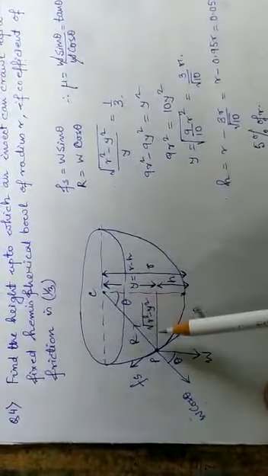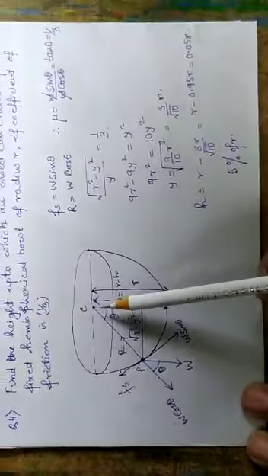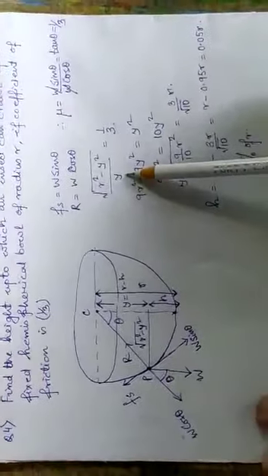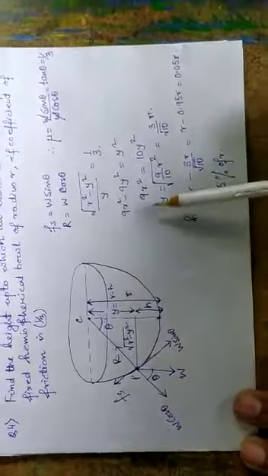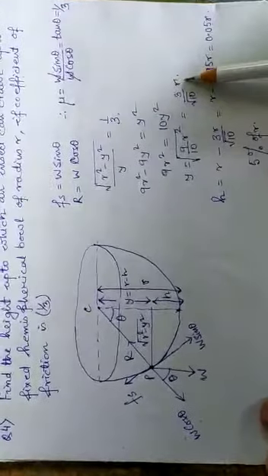So if this angle is theta, the perpendicular is root over of r square minus y square, and the base over here is y. So root over of r square minus y square divided by y is equal to 1 by 3. On solving, we get y equal to 3 by root 10 into r.